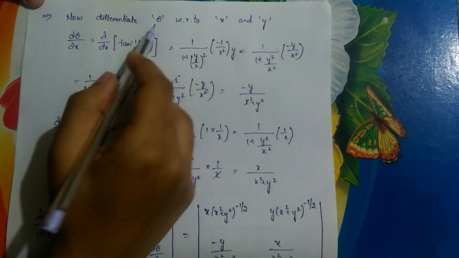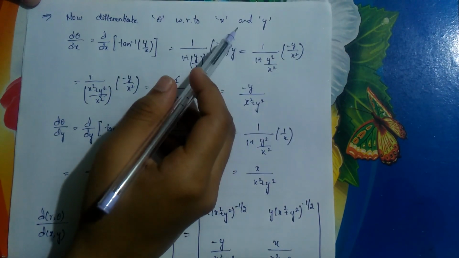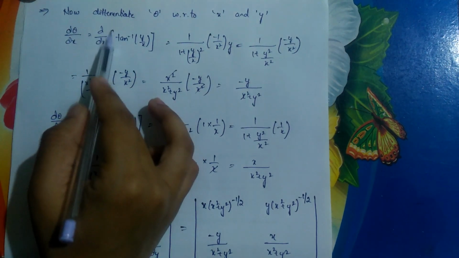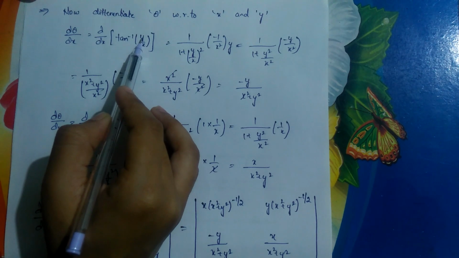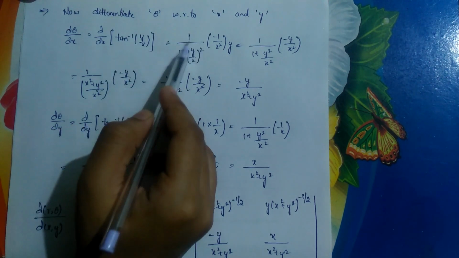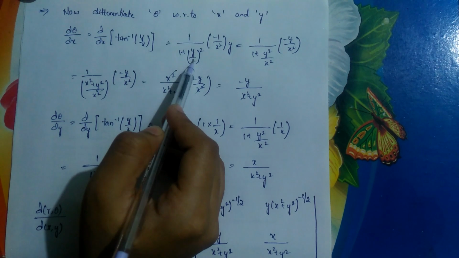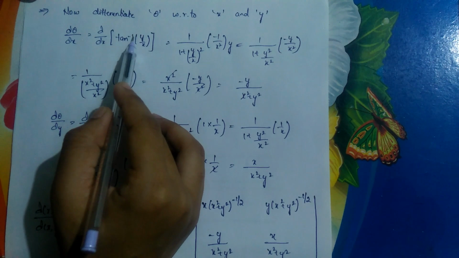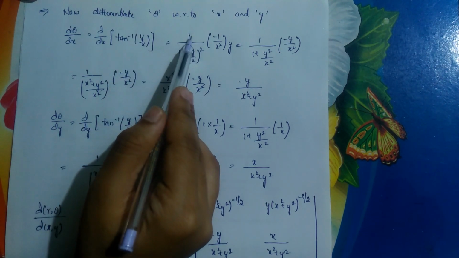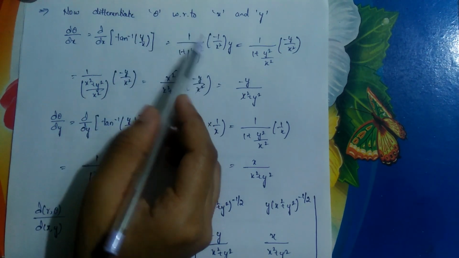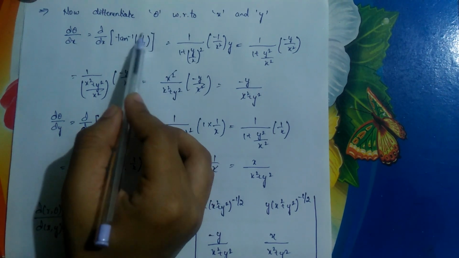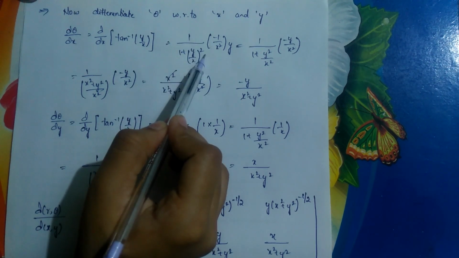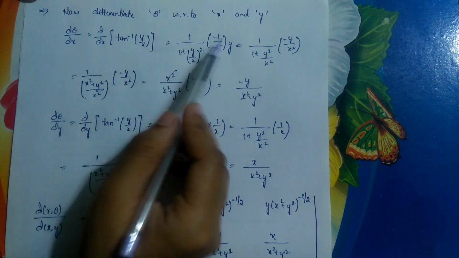Now comes the differentiation of theta with respect to x and y. So here dou theta by dou x equals dou by dou x of theta, which was tan inverse of y by x. Now the tan inverse differentiation has 1 plus the whole square in the denominator, and the inside term is also differentiated here. If it is tan inverse of x, then the differentiation comes as 1 by 1 plus x square. So here x is nothing but this whole y by x. So 1 by 1 plus y by x whole square. Now the inside term also should be differentiated here.